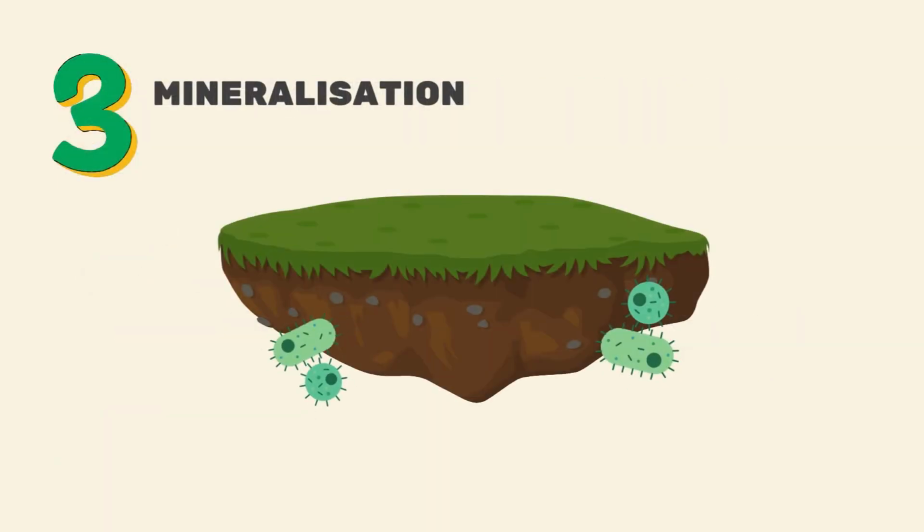The next step is mineralization. Within the soil, organic forms of phosphate can be made available to plants by bacteria that break down organic matter to inorganic forms of phosphorus. This process is known as mineralization.